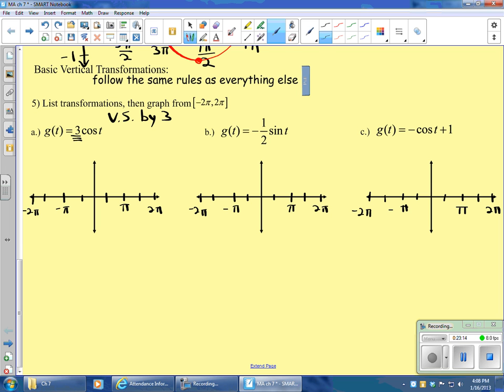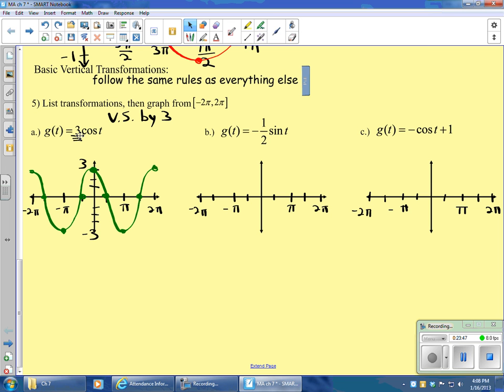Normally, cosine goes from -1 to 1. That's what it looked like up top. Since it's being stretched, it's now going to go from -3 to 3. And then the graph is the exact same. I start above, then on, below, on, above. Same thing on the other side. There's 3 cosine. Again, just multiplied by 3, it's actually called the amplitude as well.